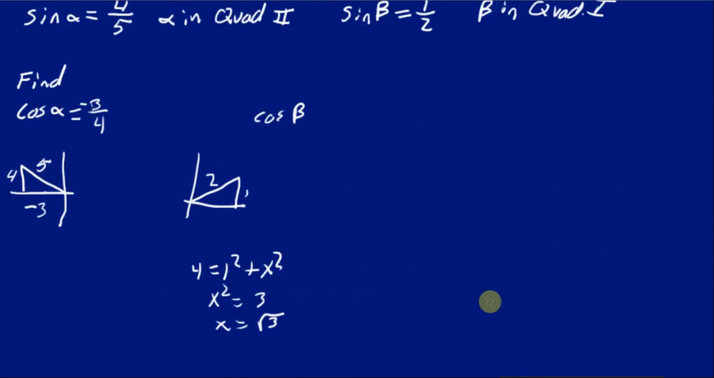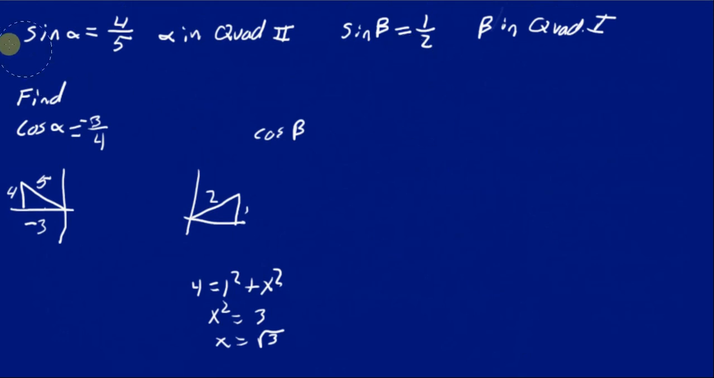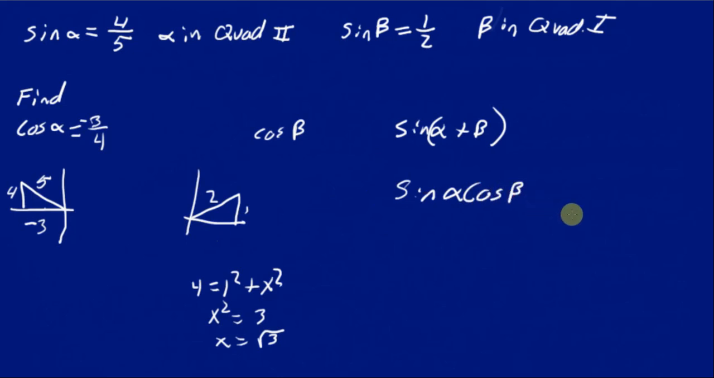And final problem, I could ask you all kinds of other things with this, but let's go ahead and find now the sine of alpha plus beta. Oops, I need my pen, not my eraser. So the sine of alpha plus beta is going to be the sine alpha cosine beta. And that one will be plus cosine alpha sine beta.